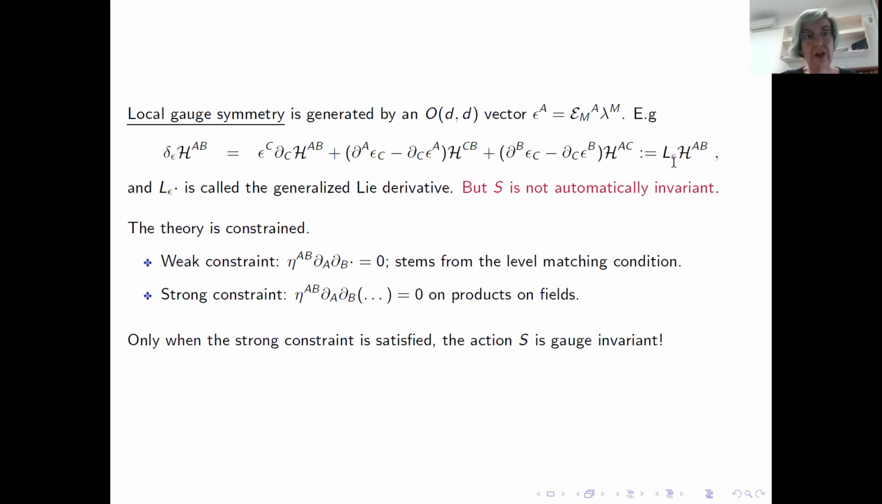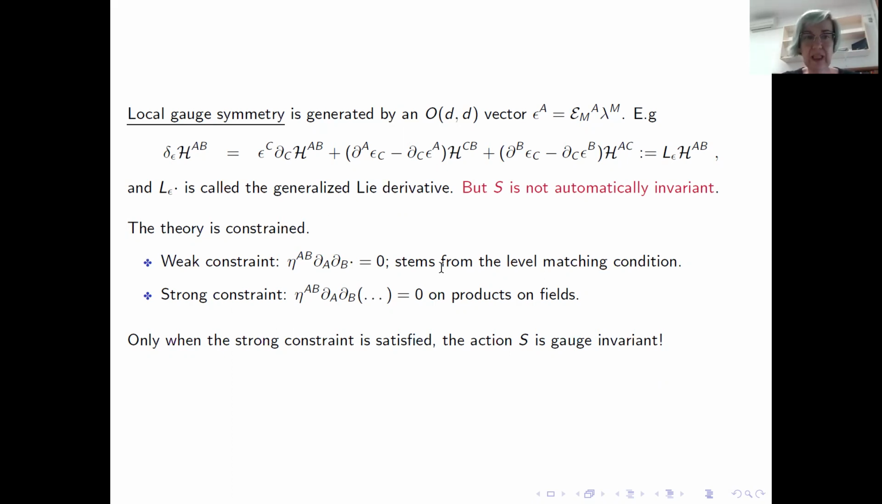However, your action is not automatically invariant under this local gauge symmetry, and maybe you know it, double field theory is constrained. In order for the action to be invariant under the local gauge symmetry, you need to impose certain constraints. There are two distinct constraints in double field theory. The first one is this: when you have two double space-time derivatives contracted with your O(D,D) invariant metric acting on a single field. It's called the weak constraint. Actually, it corresponds to the level matching condition of string theory.